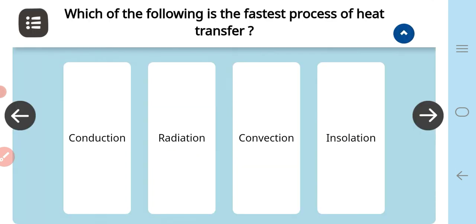Next, which of the following is the fastest process of heat transfer? Conduction, radiation, convection, insulation. In conduction, yes, it also happens. Convection is also fast, but radiation is the fastest. Why?